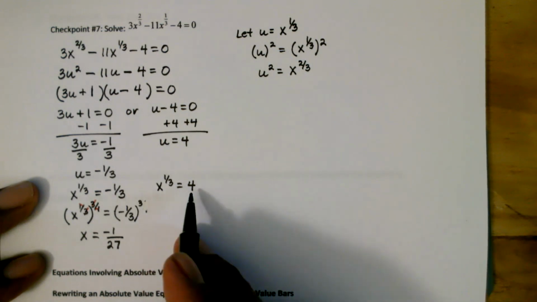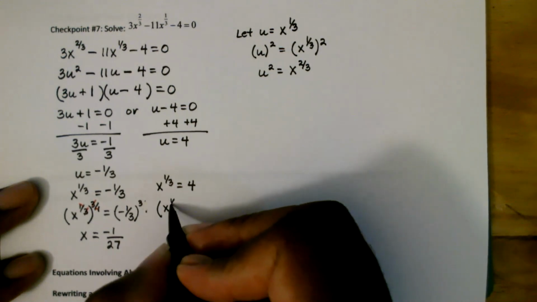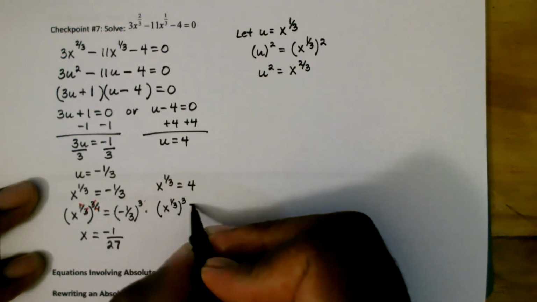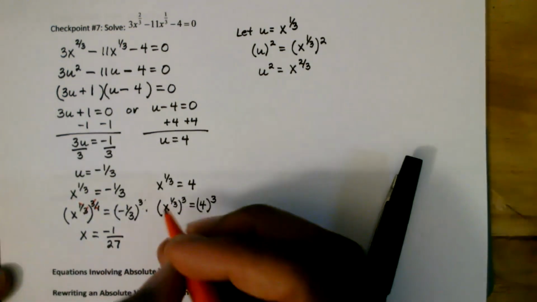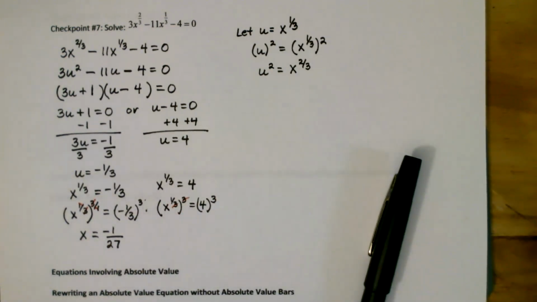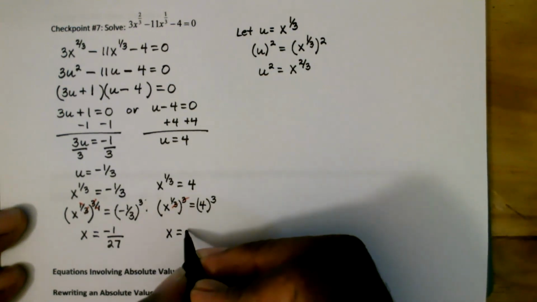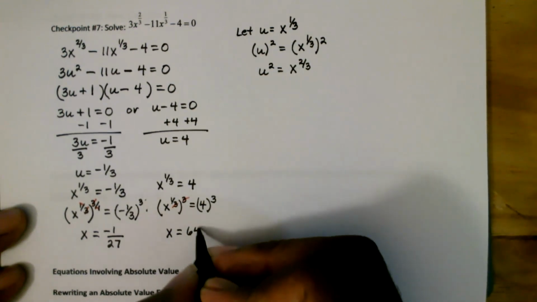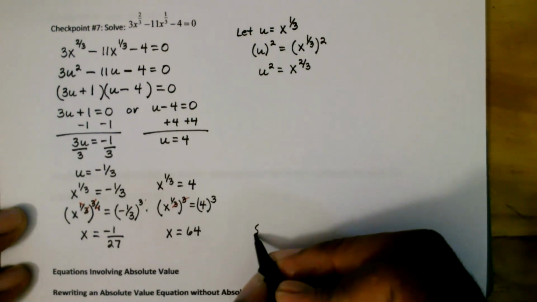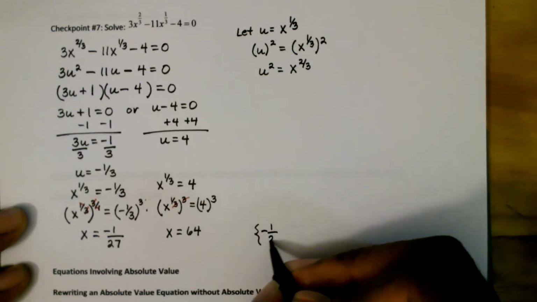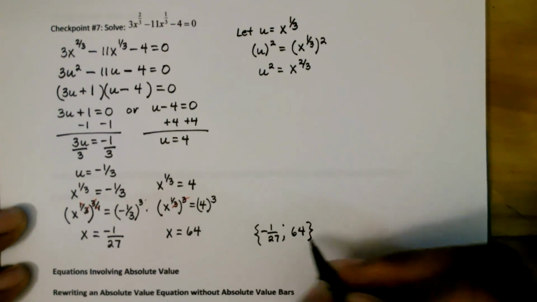And now for x to the 1/3 equal to 4, raise both sides to the reciprocal of 1/3, which is actually 3. Threes divide out, you'll be left with x to the 1, or just x. And then 4 to the 3rd is 4 times 4 times 4, which is 64. And that's all there is to it. So the only two solutions will be negative 1/27 and 64.